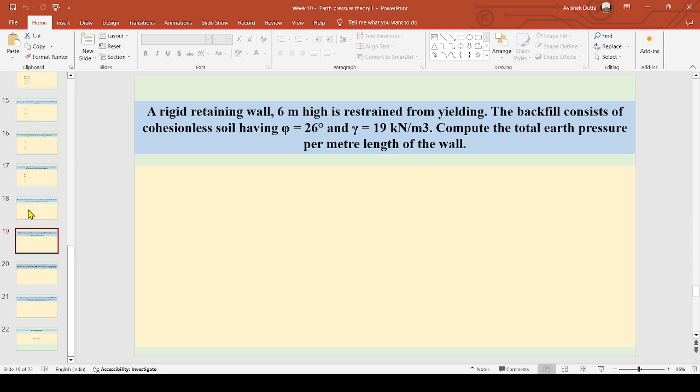Here the type of earth pressure you have to understand from the question itself. Which type of earth pressure you are told to find out. Okay, I'll repeat the question once. A rigid retaining wall 6 meter high is restrained from yielding. The backfill consists of cohesionless soil having phi equals to 26 degree and gamma equals to 19 kilonewton per meter cube. Compute the total earth pressure per meter length of the wall. Next question.